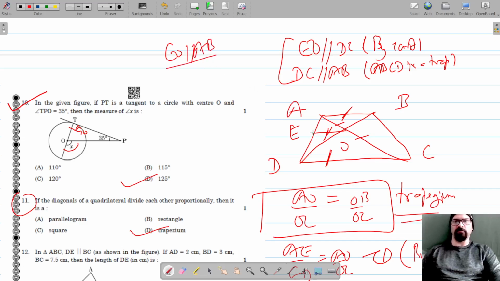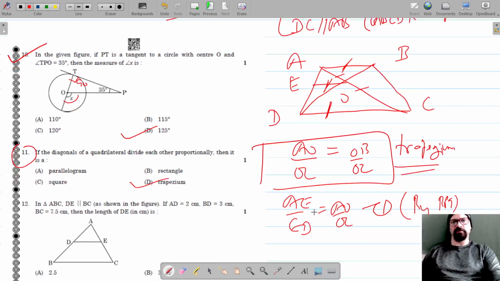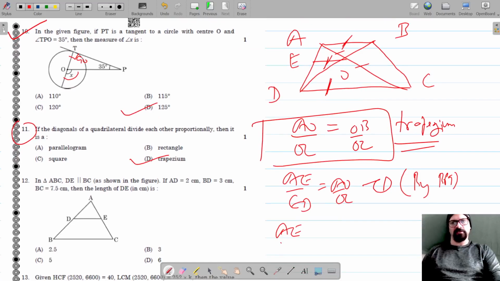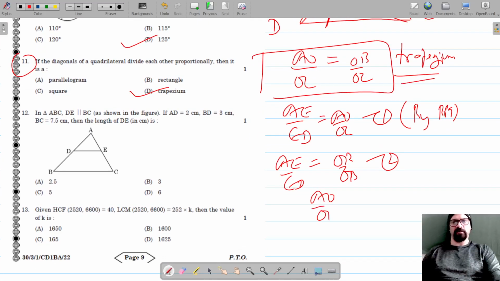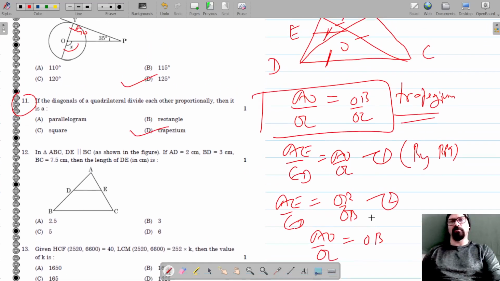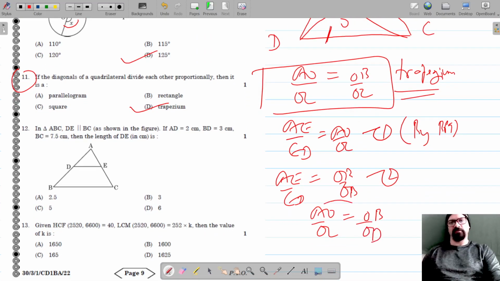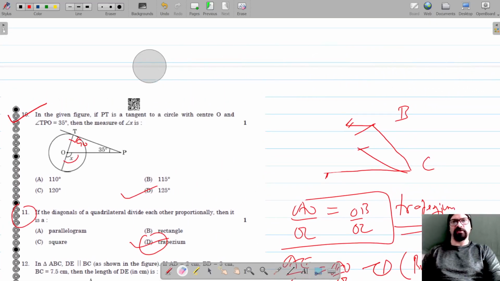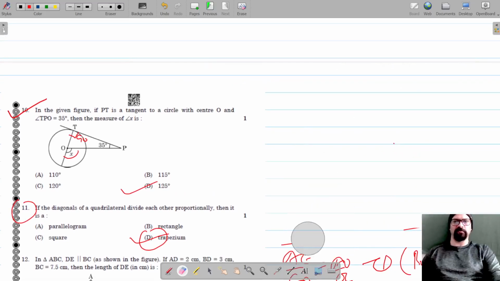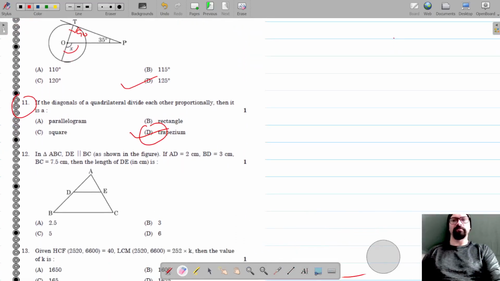So if EO is parallel to AB, we can use the BPT theorem, which gives me AE by ED is equal to OB by OD. So this is one, and from 1 and 2, we can get that AO by OC is equal to OB by OD. So this happens only when AB and CD are parallel, so that means it's a trapezium. So when the diagonals divide each other proportionally in a quadrilateral, it is a trapezium.